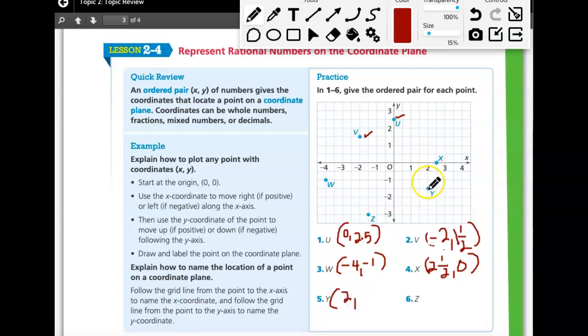And the y of the y is at -1.5. -1.5. There you go. Letter z or point z. The x of point z is at -1.5. So -1.5. And the y will be at -3. There we go. So that is for page 3.